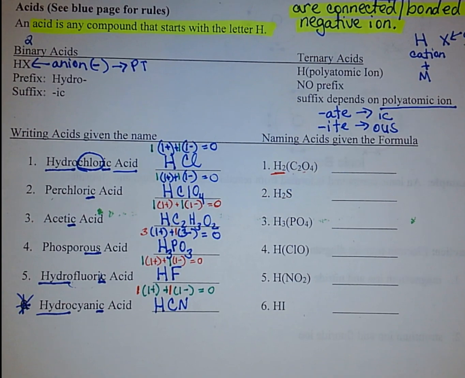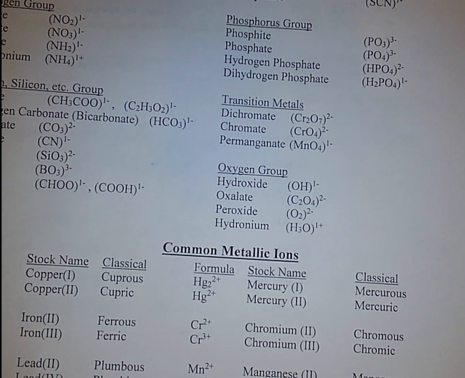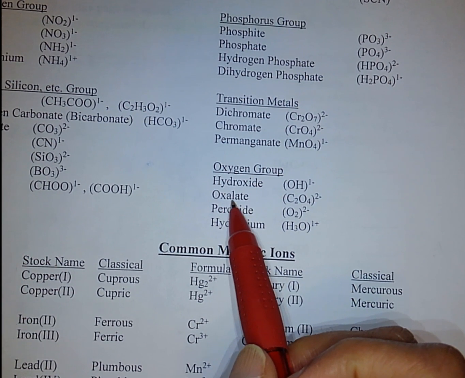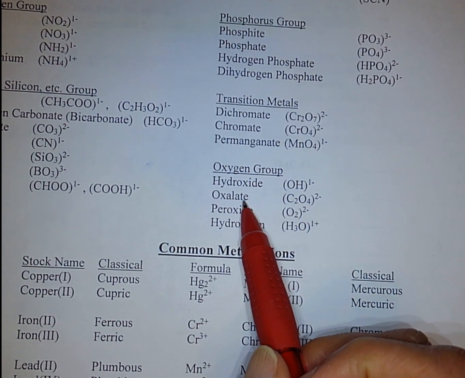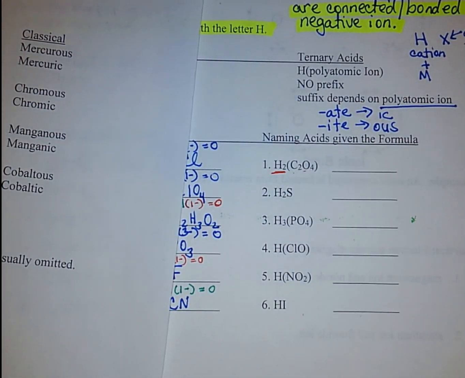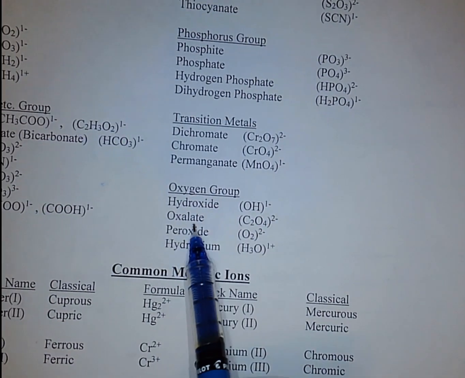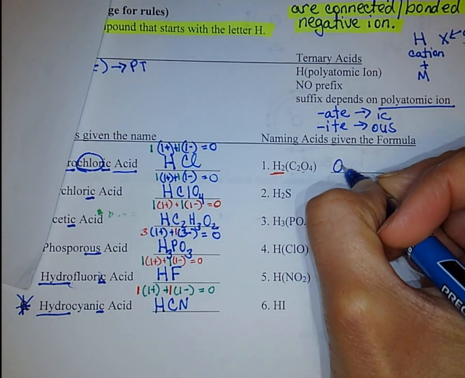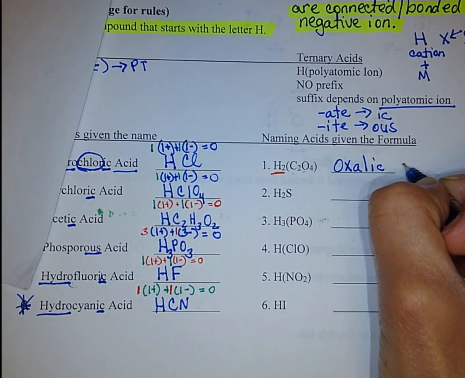Okay, so we're going to go to your polyatomic chart and find it. And when we do, we realize that it is this polyatomic ion, which is oxalate, and it is C2O4 with a 2 minus. And because, realize you guys, it has an ATE ending, we're going to give it an IC ending. Okay? Oxalic acid.